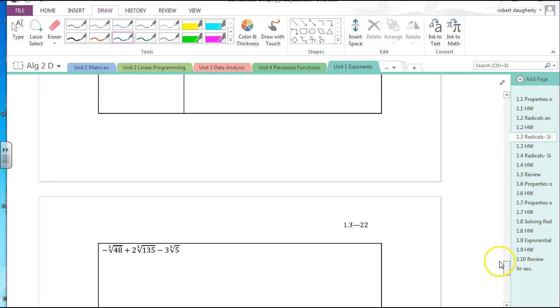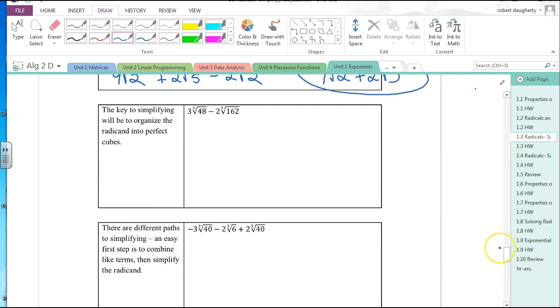Okay, just a few more and we're done. 3 times the cube root of 48 minus 2 times the cube root of 162. Off the top of your head, anybody know that one? No, I don't know either. Okay, what's my key? I have cube roots. My key is to organize what's under the radical to be perfect cubes, okay?